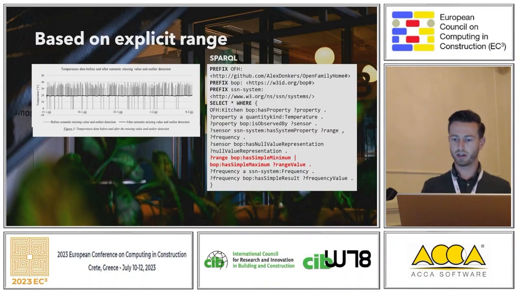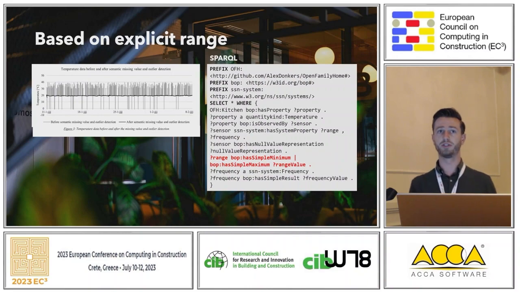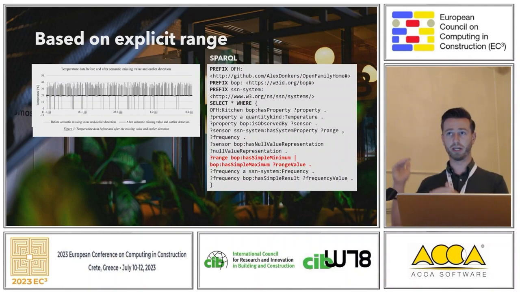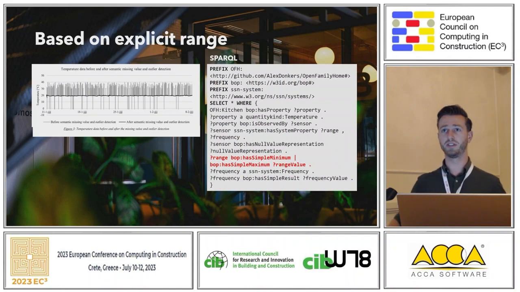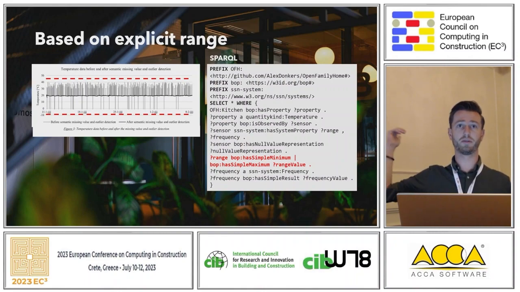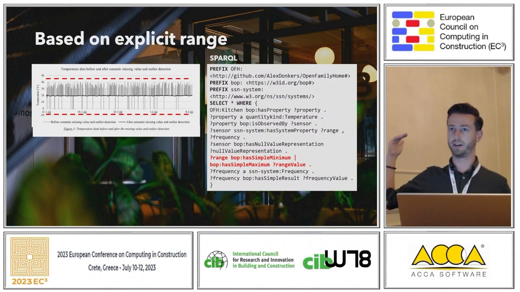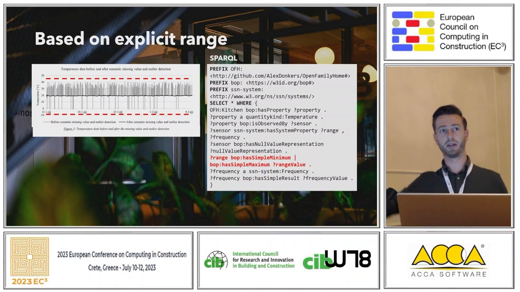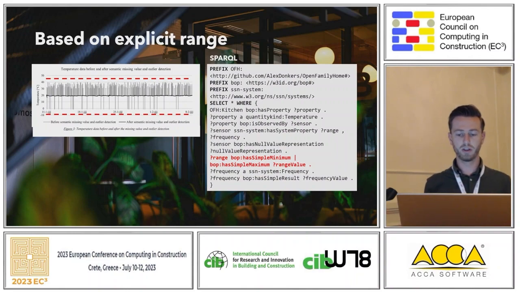We can detect outliers using explicit information, which is the product data sheet. Sensors come with a minimum and maximum measurement range. For example, a temperature sensor measures between -10 and 70 degrees Celsius or so. So we can represent that in the graph and filter all the values in our query that are either lower than the minimum or higher than the maximum, because they cannot exist.